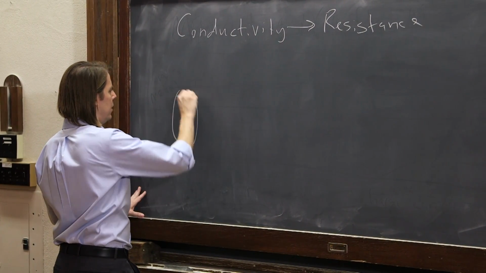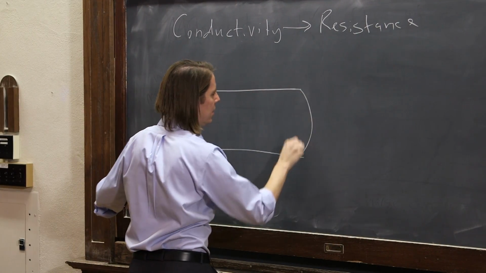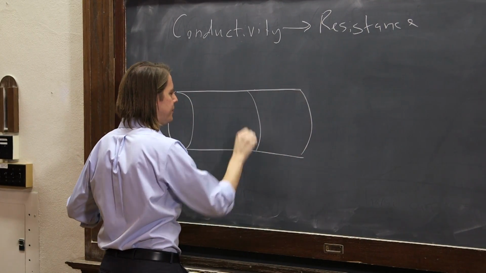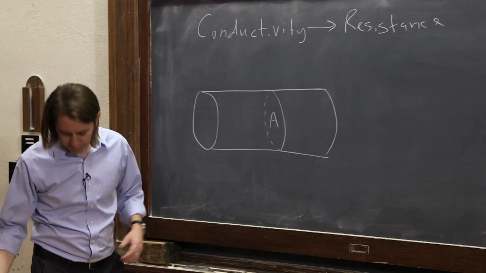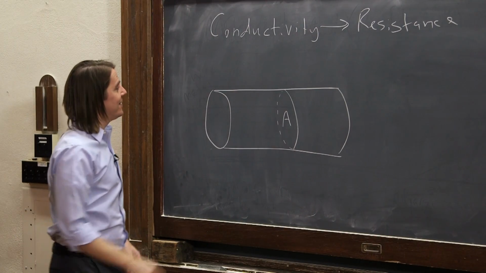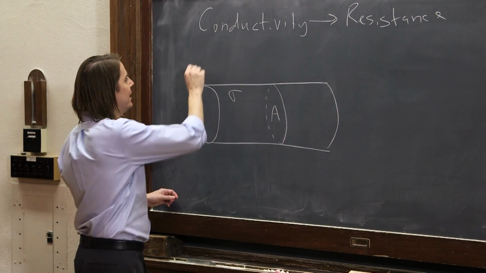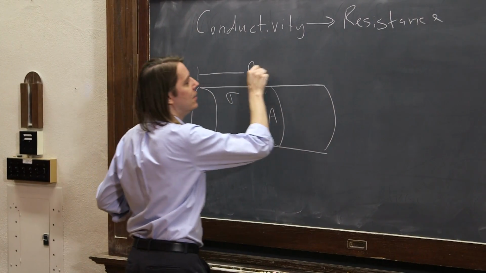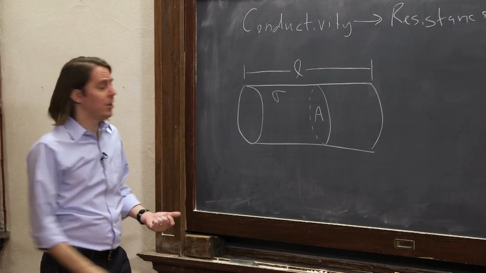Let's see. So I'm going to draw a nice big wire like that, and it has some cross-sectional area A. And let's see, it has some conductivity. The material has a conductivity sigma, and it has some length L, like that. We want to make current flow, so we've got to put a battery on here.